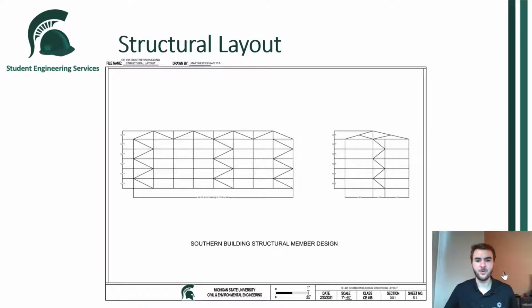This is a sample drawing of the structural layout. This is for the southern building, which will be 50 feet longer than the northern building, and it is constructed as a braced frame, so all connections will be pinned, and it will not resist moments. These forces will be carried by the bracing members within the structure.